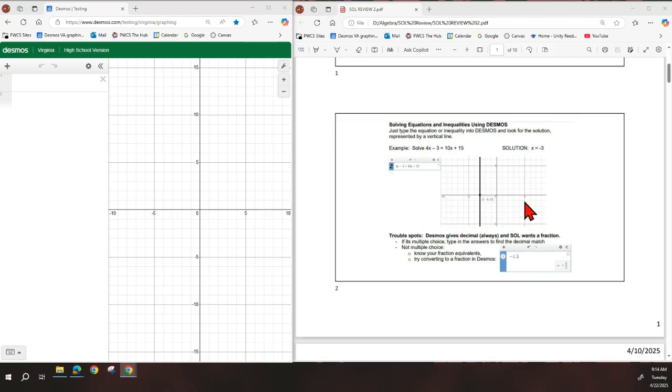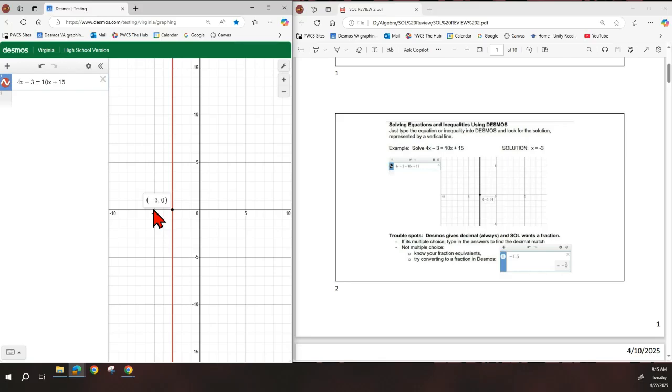So if we look here, this little picture is showing us how we can solve 4x minus 3 equals 10x plus 15. So I'm going to type that in here quick. And what it's showing us is that the solution exists at the x-intercept. So when I click on my x-intercept, I get negative 3, 0.